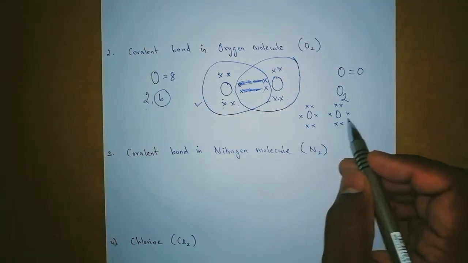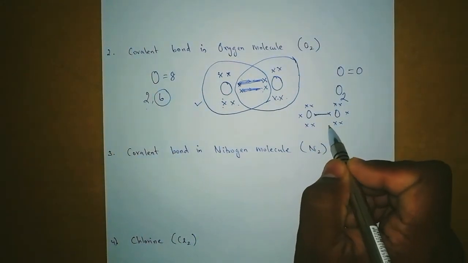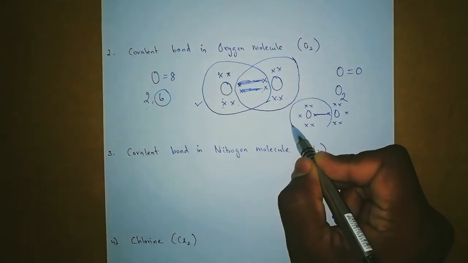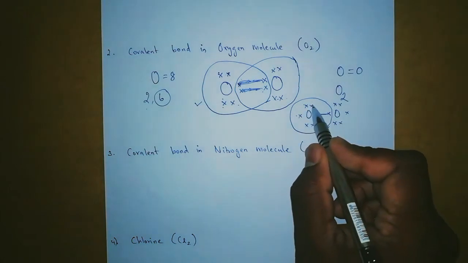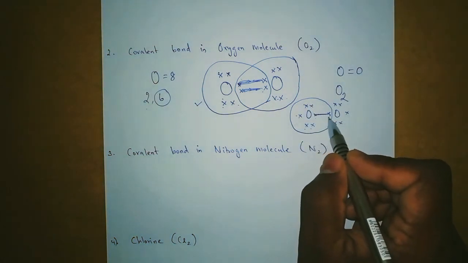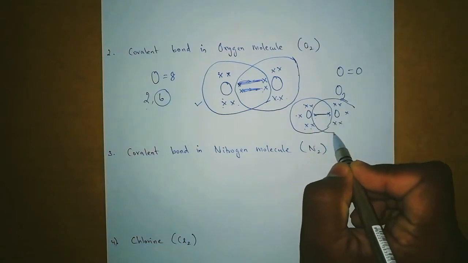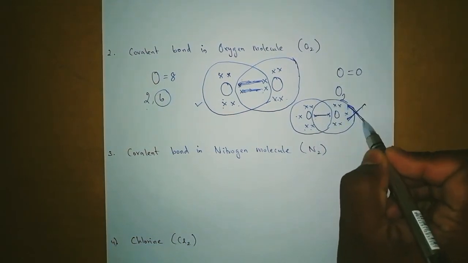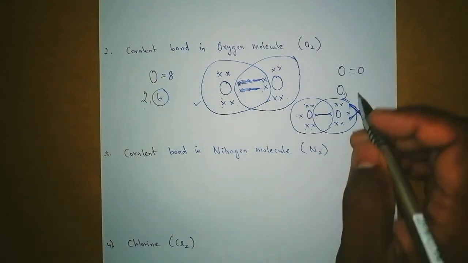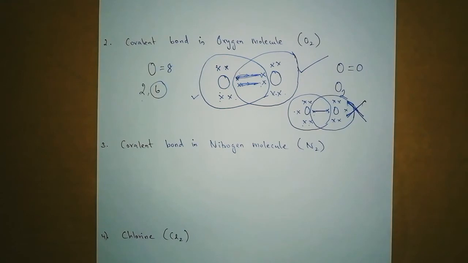You can say that, sir, this and this can combine. After it combined, please join and see. Now count all the electrons in this: 1 2 3 4 5 6 7. That means 7 is not an octet configuration. Will you understand? So this is not possible. So the only possibility is that oxygen can form a double bond.